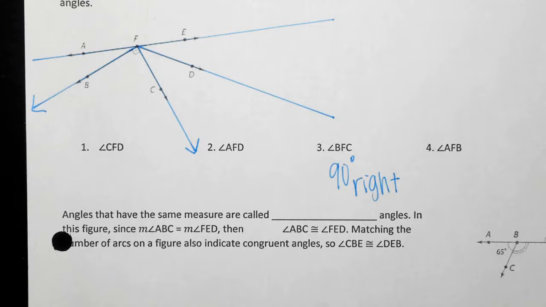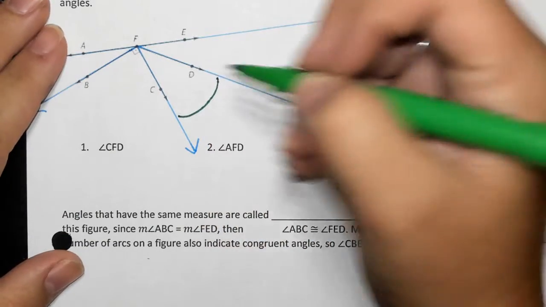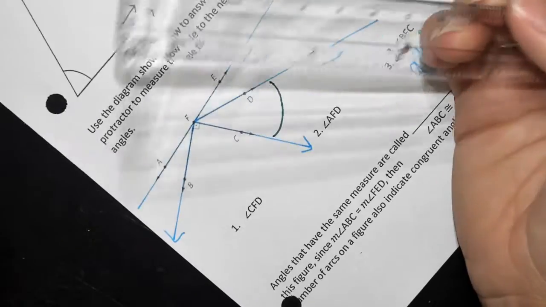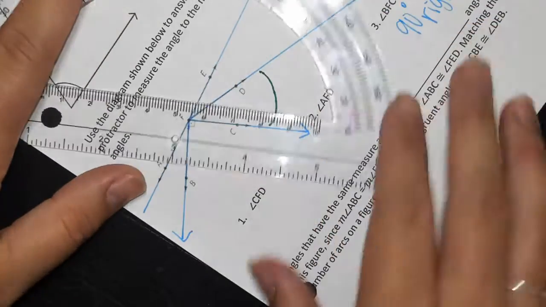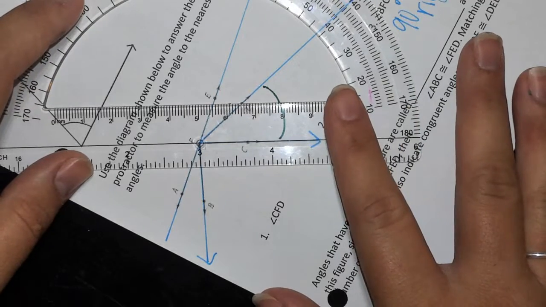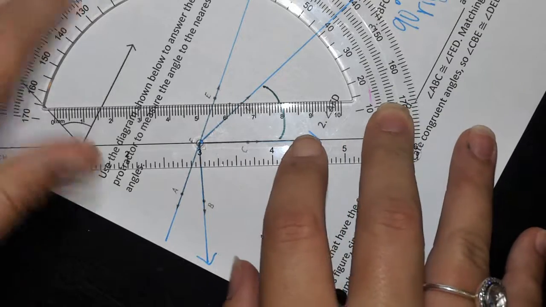Okay, now we need to find CFD. So where's CFD? Isn't that this right here? C to F to D? Okay, I like to turn my paper. Here we go. Turn it like this. So at least one of these is flat. So put your middle of the protractor on the vertex. And then this line is straight with the protractor.